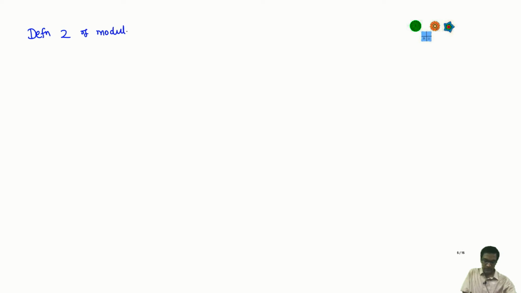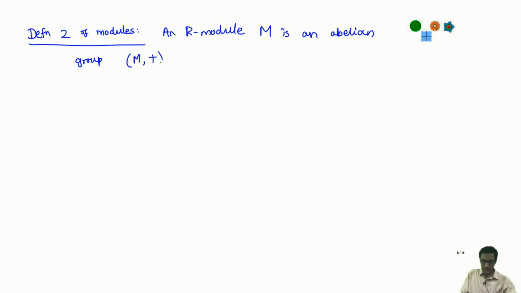Let me give you the second definition of modules. You can simply say an R module, and I'm always talking about left modules. Like I said last time, if I don't say anything, I always mean left. An R module M is an abelian group (M, +), together with a homomorphism of rings, let's call it phi, from the ring R to the ring End M.